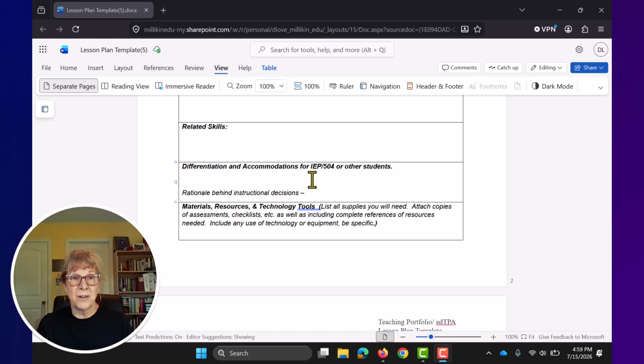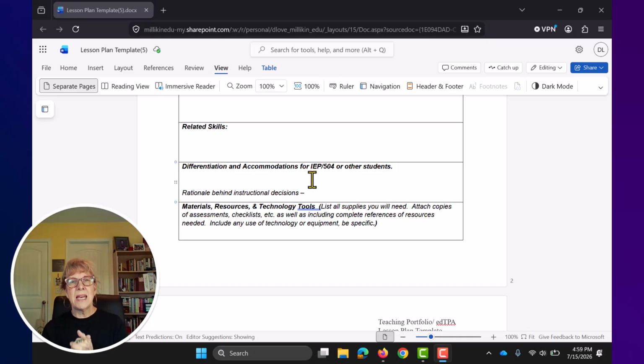What do they do when they're done, right? Do you have extra, more challenging work for them to do next? Or are you going to use them as mini mentors to walk around and help other students? So think about how you're going to support the different student needs that you're going to have during this lesson.